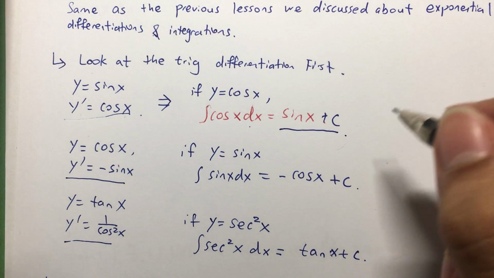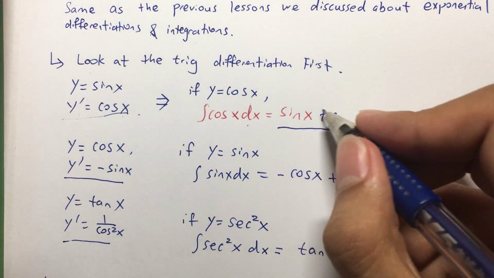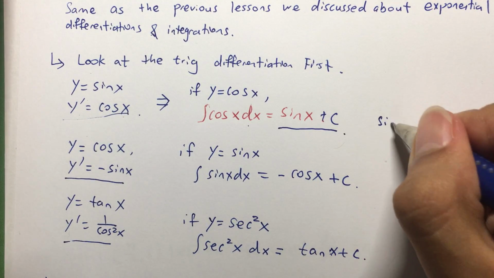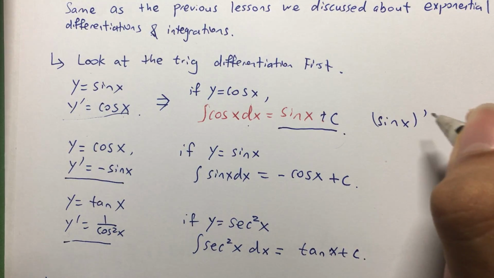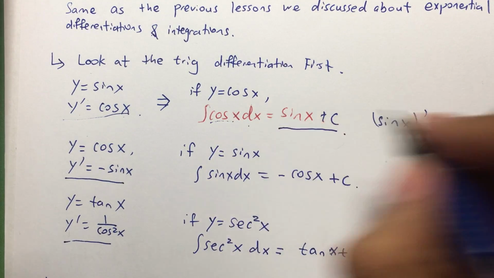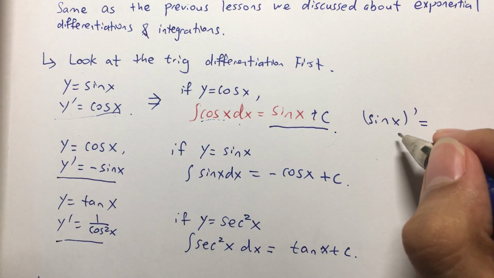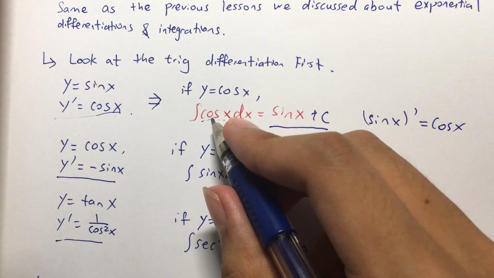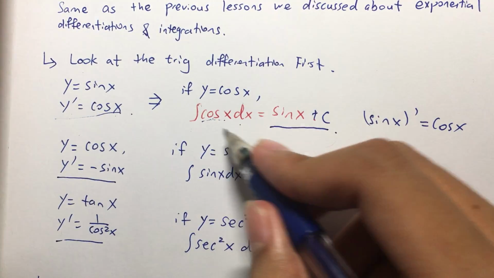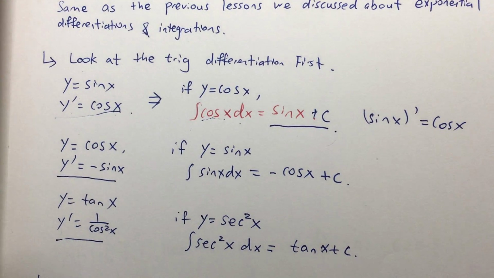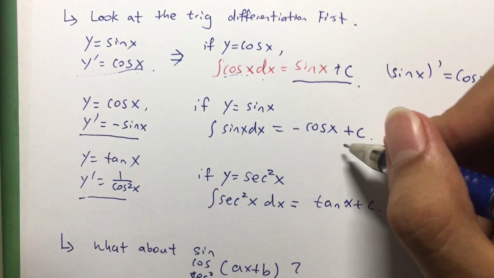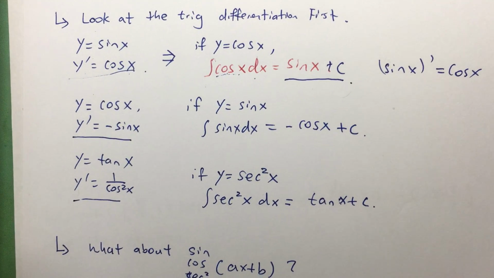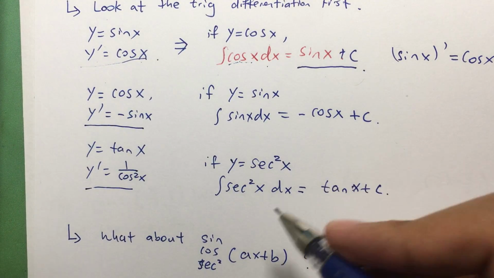And at the same time, if you want to know whether it is correct or not, you can just differentiate your answer to check whether it is equal to this value or not. So if you differentiate sine x, you get cosine x, and it is equal to this value, which means that this equation is correct. And you can do the same thing for cosine x and secant squared x. So these are the two formulas.